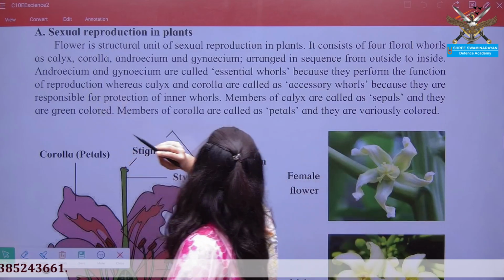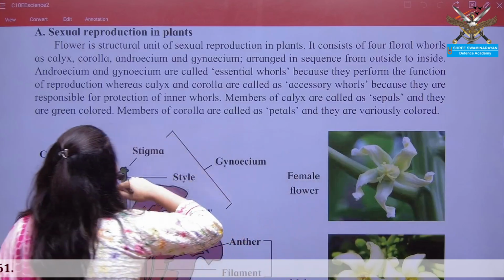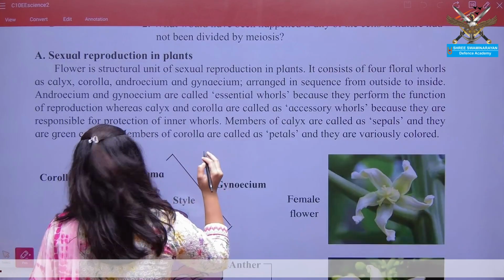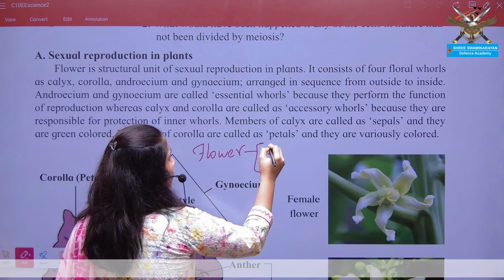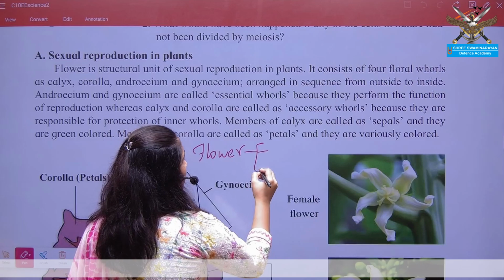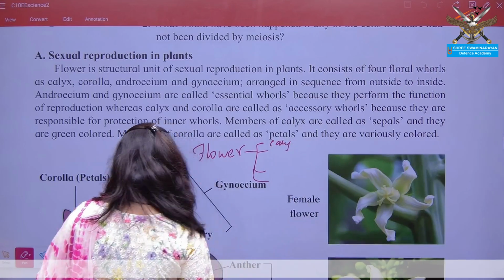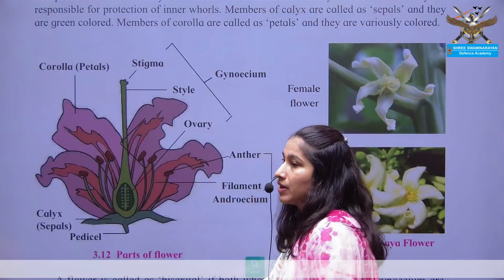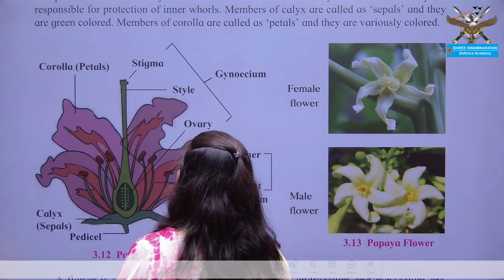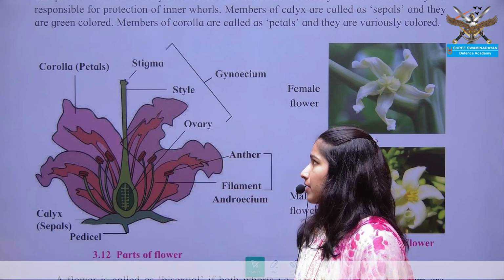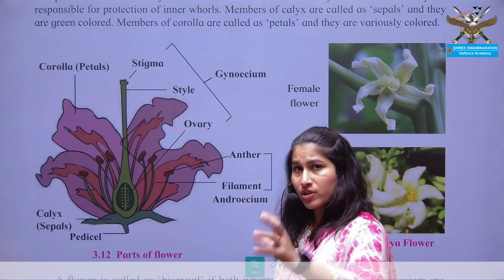So plants contain 4 main whorls, main reproductive structures. So a plant contains the flower, which has 4 important whorls. In this diagram, the flower is involved in sexual reproduction. In case of plants, most of the time this flower is involved in sexual reproduction.